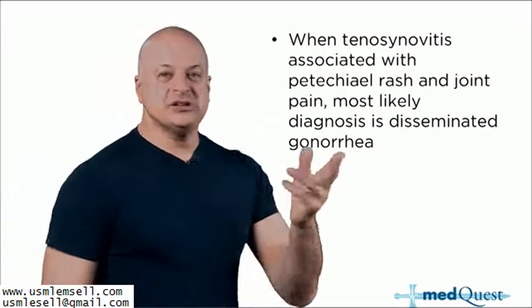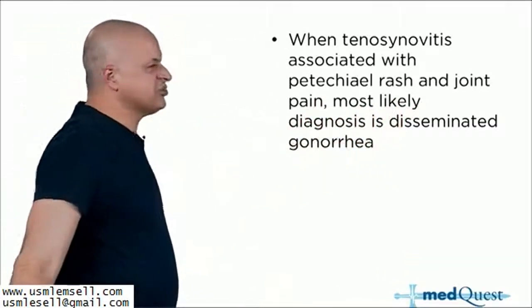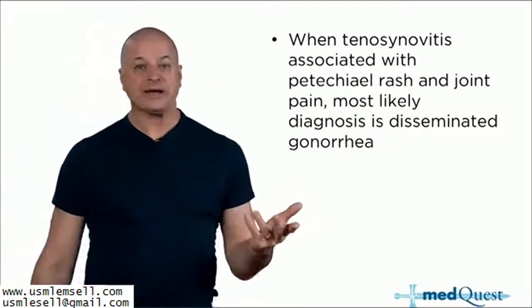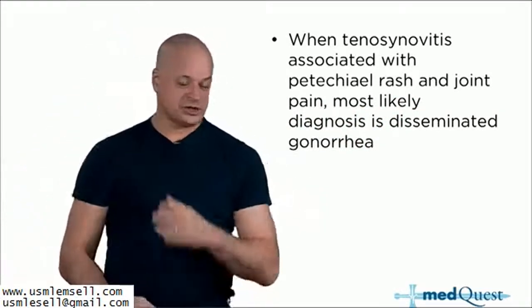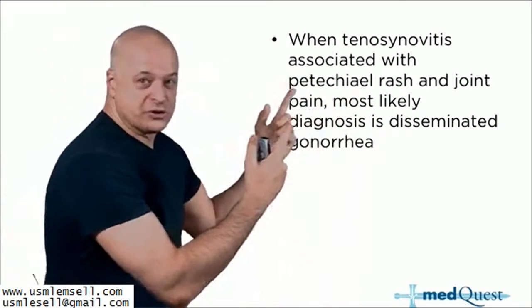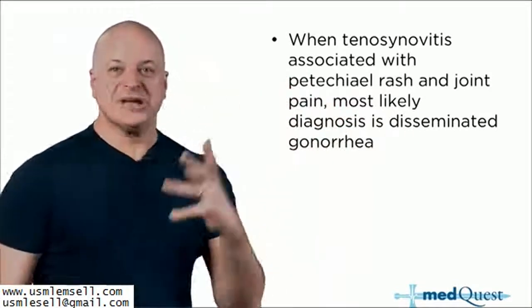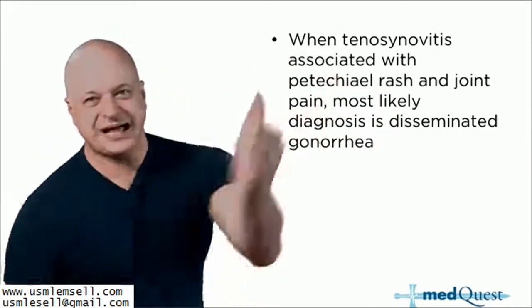Tenosynovitis. When tenosynovitis is associated with a petechial rash and joint pain, there's your diagnosis. The reason this is really important is that disseminated gonorrhea, first of all, only grows in blood culture 10% of the time. Second, it doesn't even grow in the joint fluid culture half the time. So in order to diagnose disseminated gonorrhea, you need tenosynovitis, petechial rash, and polyarticular involvement.